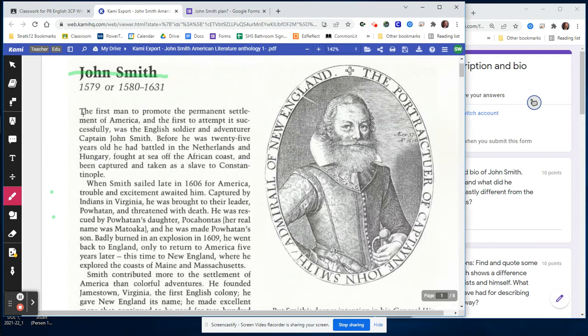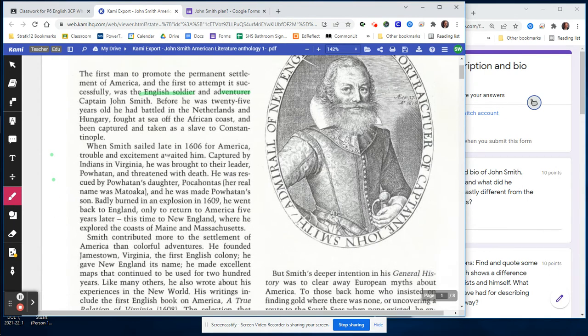John Smith, the first man to promote the permanent settlement of America and the first to attempt it successfully, was the English soldier and adventurer, Captain John Smith. Before he was 25 years old, he had battled in the Netherlands and Hungary, fought at sea off the African coast, and been captured and taken as a slave to Constantinople. When Smith sailed late in 1606 for America, trouble and excitement awaited him. Captured by the Indians in Virginia, he was brought to their leader Powhatan and threatened with death. He was rescued by Powhatan's daughter, Pocahontas.